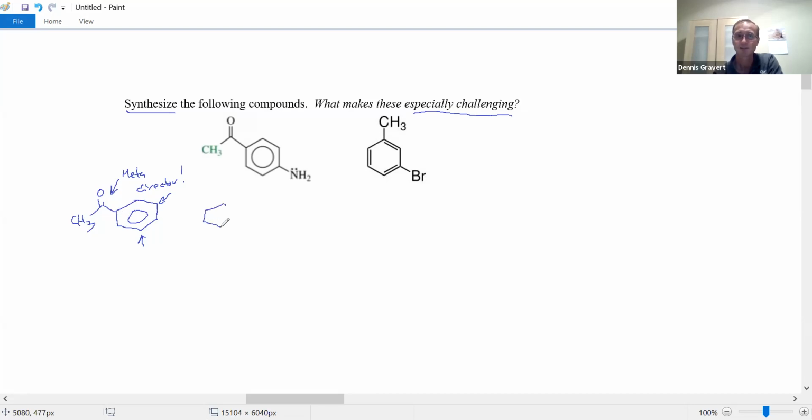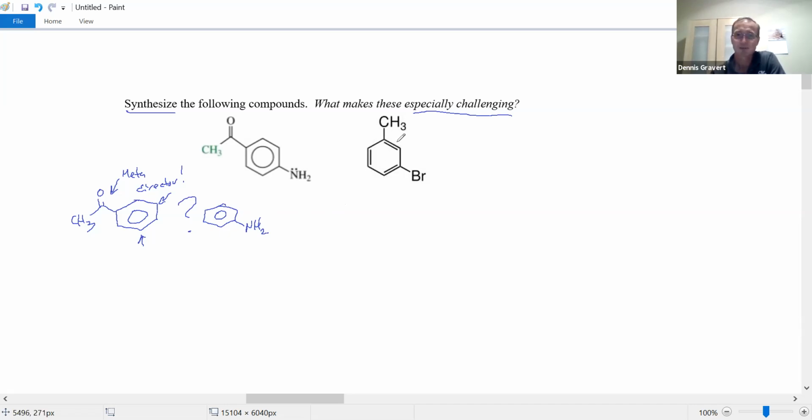So then you might say, well, start with benzene and get aniline in place. But now you can't do Friedel-Crafts because aniline is too reactive. It shuts down, doesn't work on Friedel-Crafts reactions. So how are we going to make this molecule?